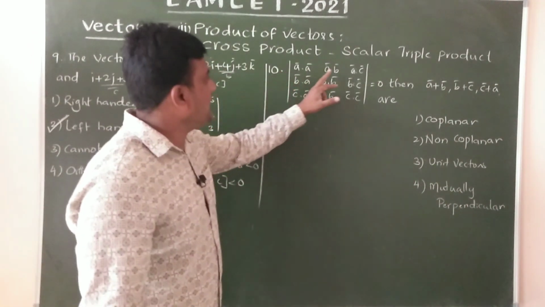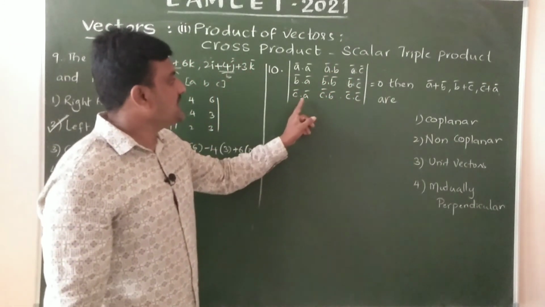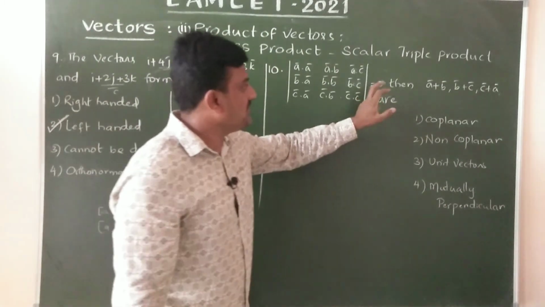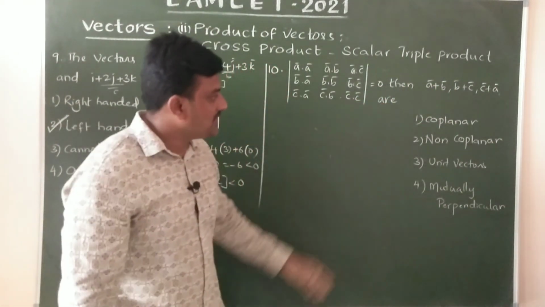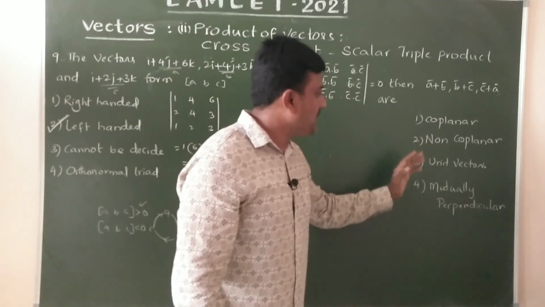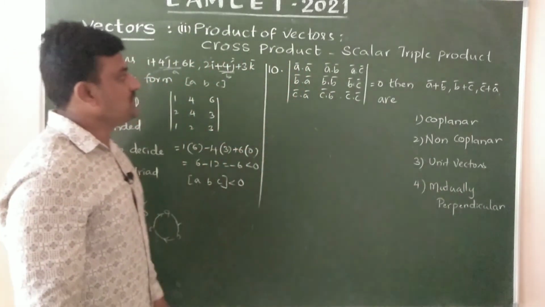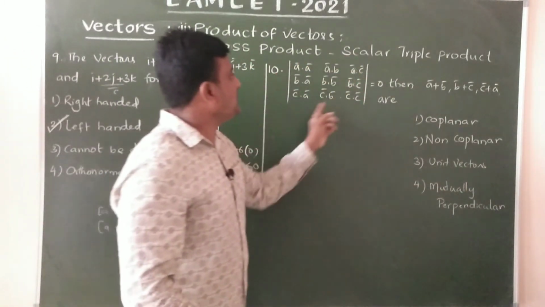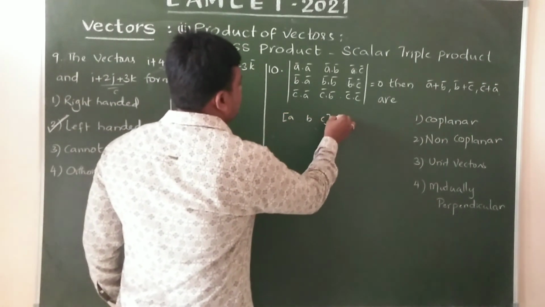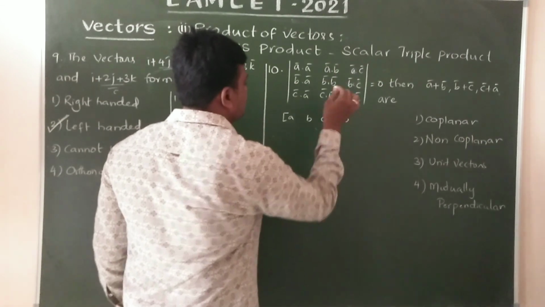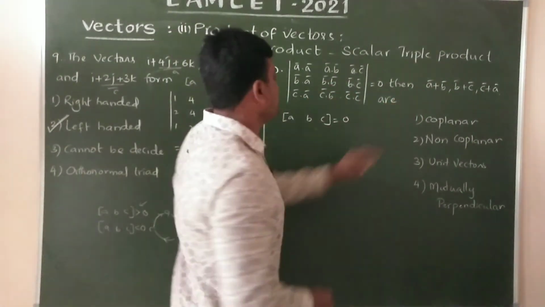The determinant of A dot A, A dot B, A dot C; B dot A, B dot B, B dot C; C dot A, C dot B, C dot C equals 0. Then A plus B, B plus C, C plus A are what? Coplanar, non-coplanar, unit vectors, or mutually perpendicular. So now the determinant of this one is nothing but what? Actually it is box of ABC, and box of ABC equals 0. Already we have this one.